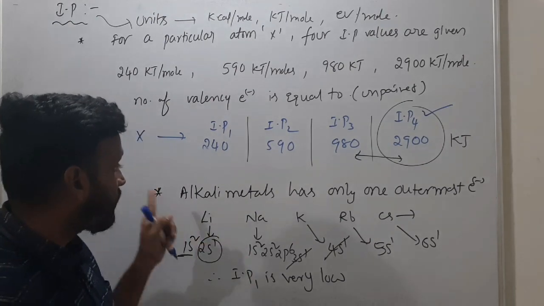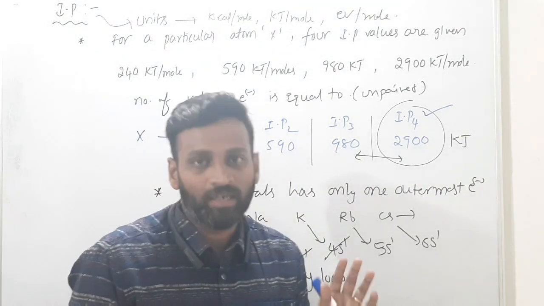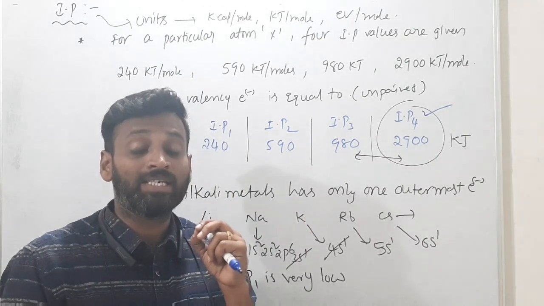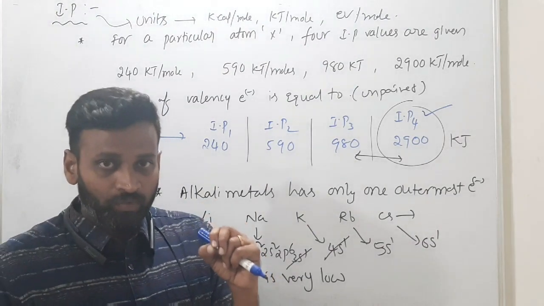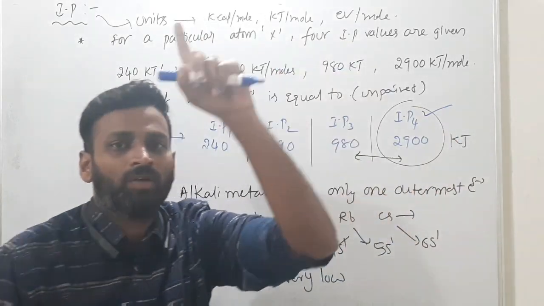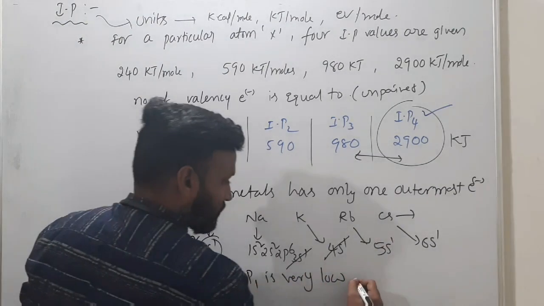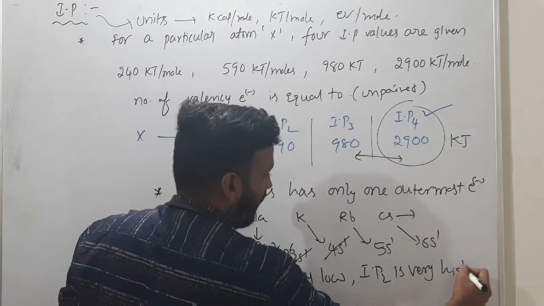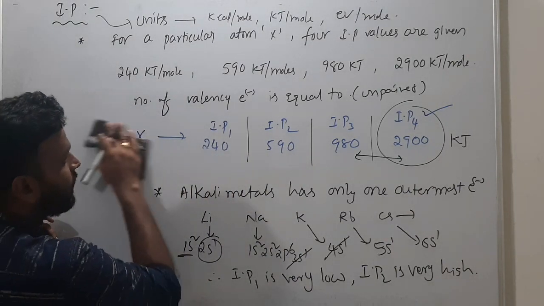So one electron removal is easy for alkali metals, but second electron removal is very difficult, because after removal of first electron, they are getting stable electronic configuration. So after removal of first electron, the second electron removal is very much difficult because of their octet configuration. Remember this one. Therefore, alkali metals IP1 is very low, but IP2 is very high. Please write down.